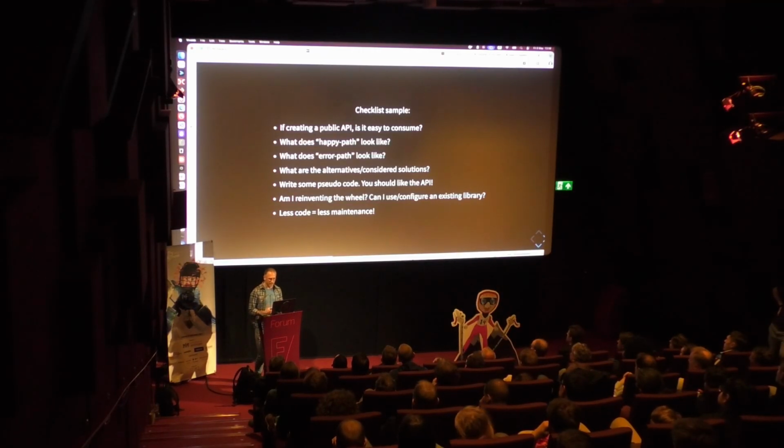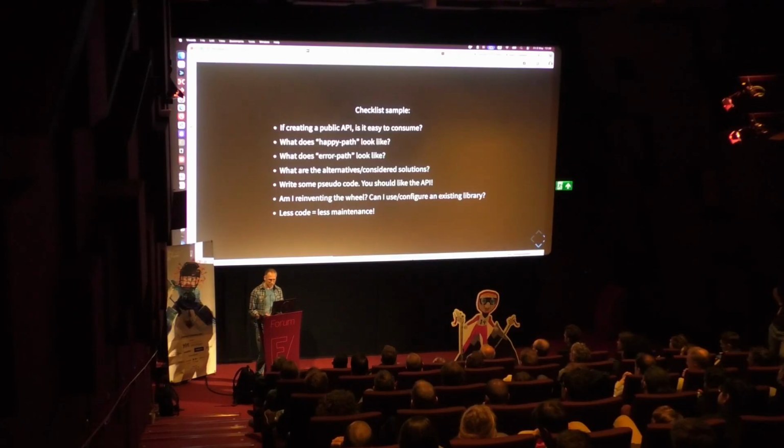If you create a public API, how do you want it to look? What's the happy path? What's the error path? What are the errors? What are the edge cases? Write some pseudocode. You should like the API. If you don't, don't proceed further. Don't reinvent the wheel. Just do the prep, because then you will have better results.